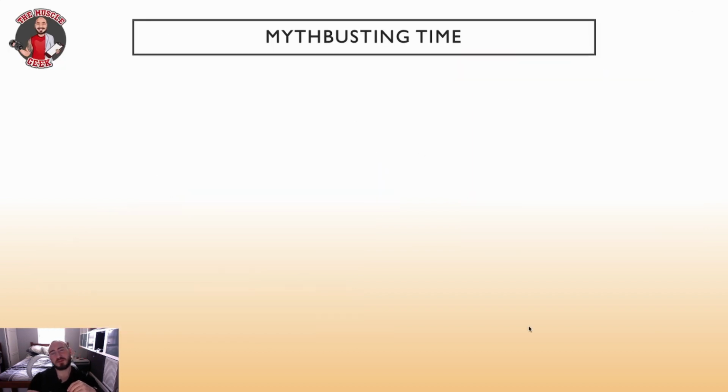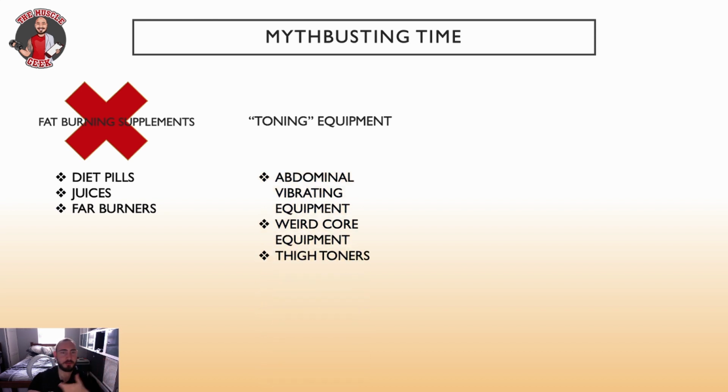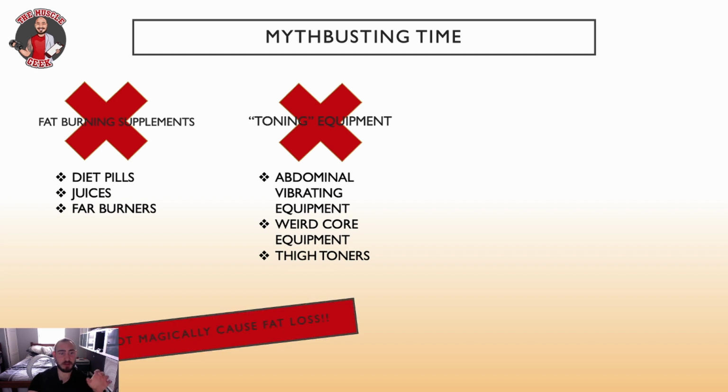So let's bust some myths whilst we're here. Fat burning supplements, diet pills, juices, fat burners. You've probably heard of loads more. No. They work on increasing the calories you burn, and that's done through caffeine. Toning equipment, abdominal vibrating equipment, weird core equipment, thigh toners, you name it. You see them advertised on TV all the time. No. They aren't going to do anything at all. They don't magically cause fat loss.